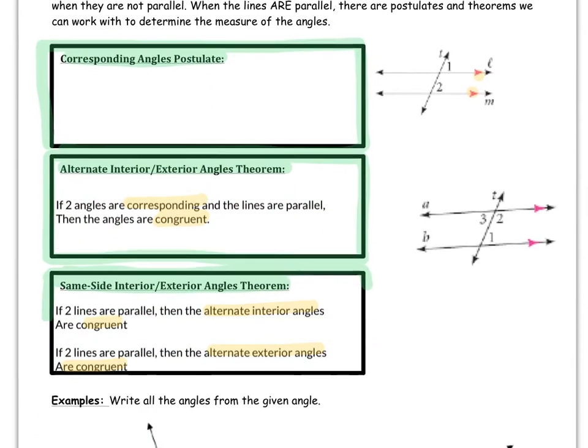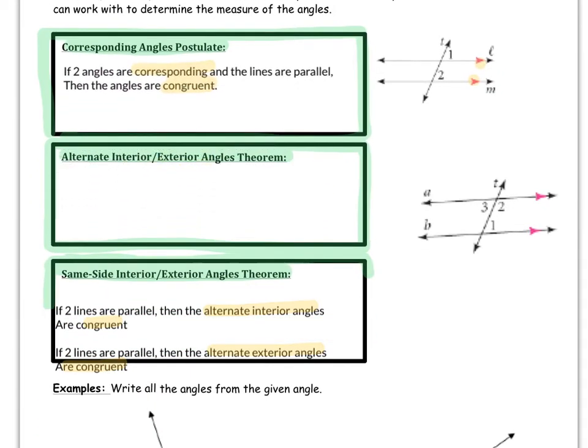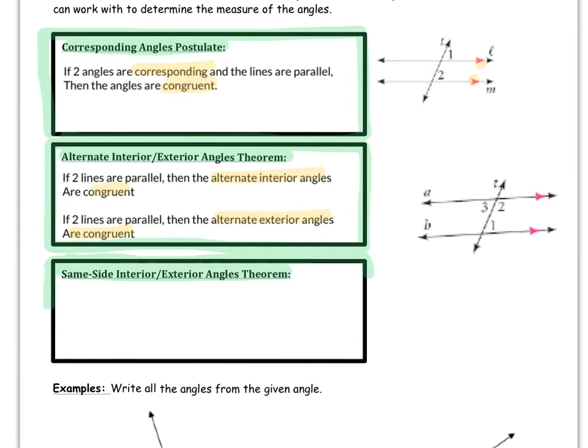Okay, so now let's talk about same side interior and exterior angles. If we go back to this picture, same side interior angles are interior angles that are on the same side of the transversal. Which angles are on the same side of the transversal? Angle 1 and angle 2.